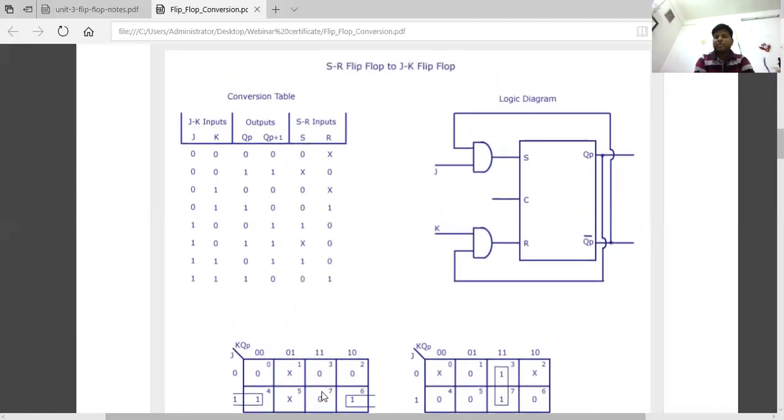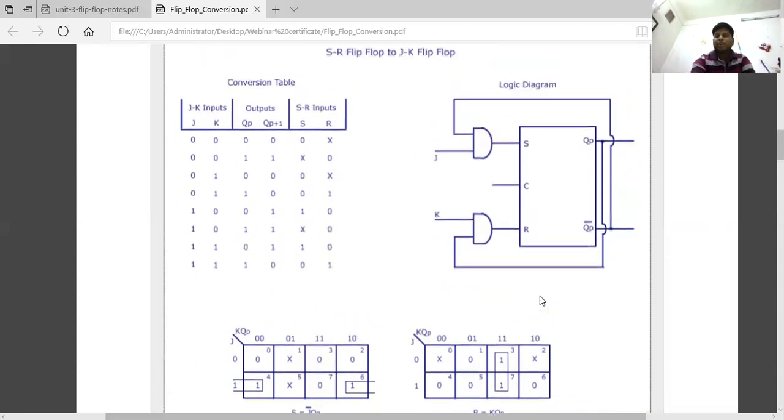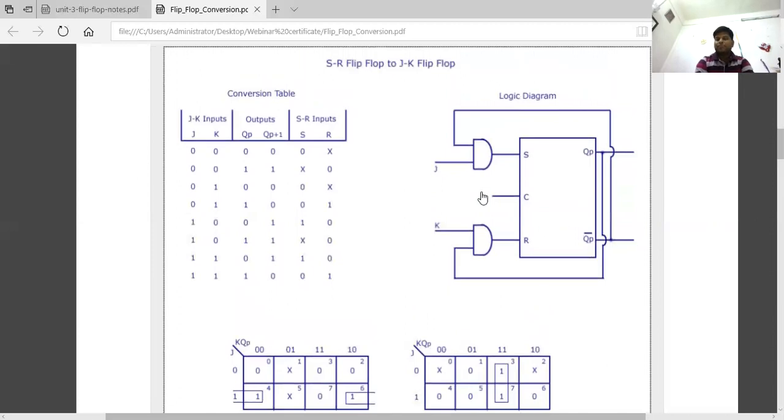Suppose that one flip-flop is there, with SR as the input section, C as the clock pulse, and QP and QP dash as the output section. So what is the value of S? The S value is J QP dash. One AND gate is added for the multiplication of J and QP dash. We start a dot here and take the input into this AND gate, J and QP dash, so S equals J QP dash.